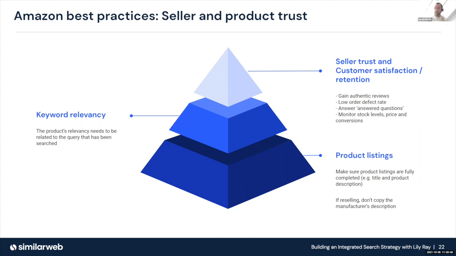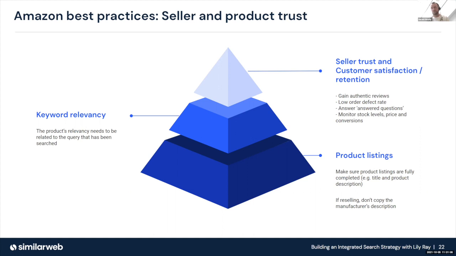But on Amazon, interestingly, it's about before and after product purchase. So as you'll see on this slide on the top pillar, seller trust and customer satisfaction and retention, it's also things around gaining reviews. So once someone buys your product, you want them to authentically give you a review that's again unique, so you're not just getting the same review over and over again. That looks really spammy and it doesn't create a lot of trust for the seller.